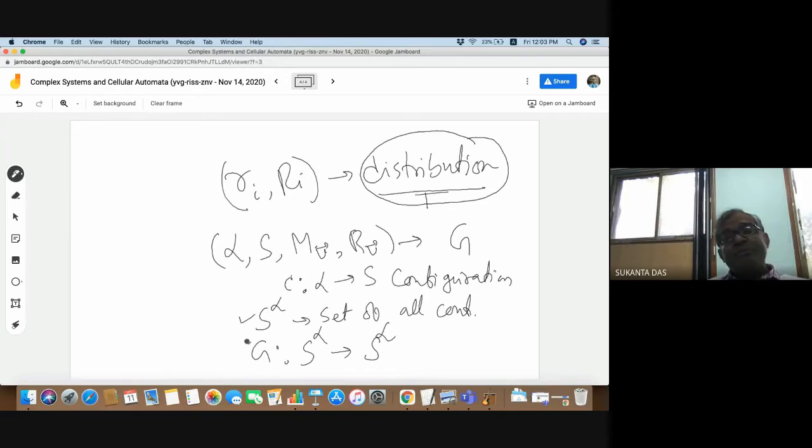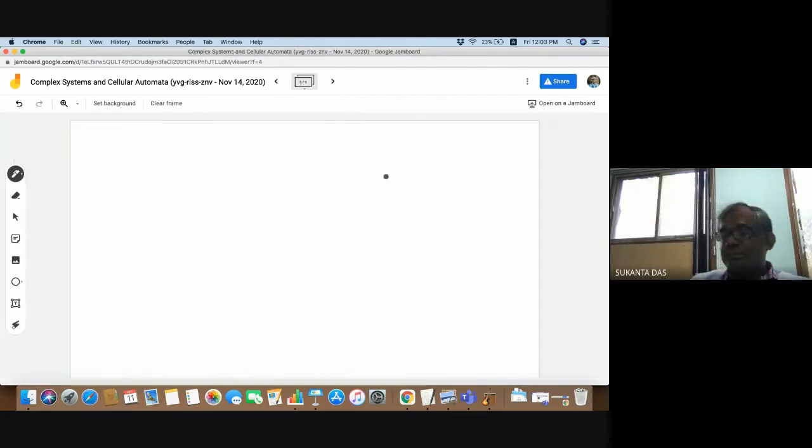So how can I find out this G? Suppose X is a configuration, an element of S to the power L. So G of X is equal to Y, where Y is another configuration, right? So Y equals G of X.